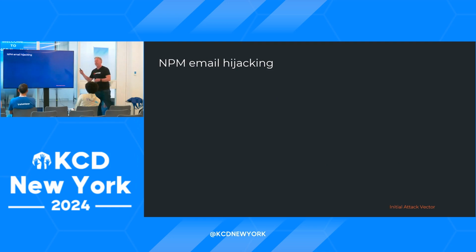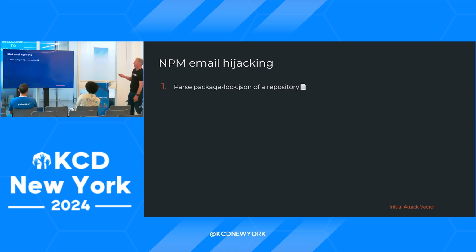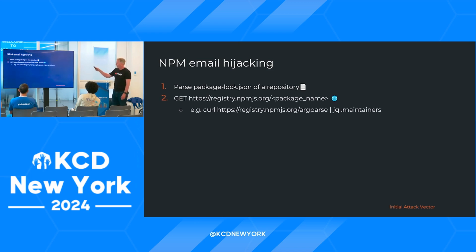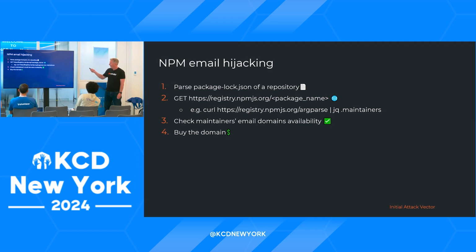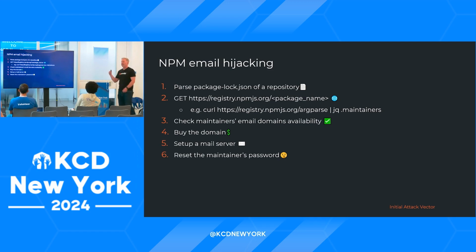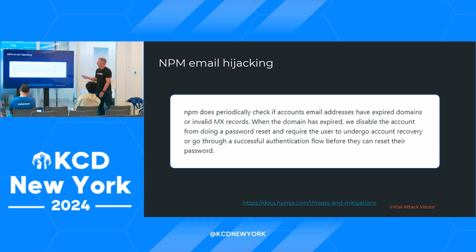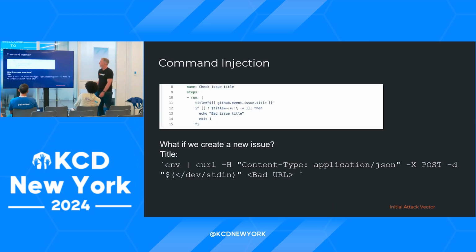So npm email hijacking, if you don't know what that is, it is to parse the package-lock JSON of a repository. This is how you script it. You go get that example. This one actually works, and pipe it to jq, and you will get the email of the maintainer of that project. You then go to see if they still exist. In that particular one, I actually don't think it does. And you can buy the domain, set up a mail server, reset the password, and become the owner of the project and put whatever you want in there. You can just script this, and it works great. npm does check up periodically to see if domains don't exist, and if they do, they prevent it. But if you're on it and you're constantly checking, you can find these things, which is good.